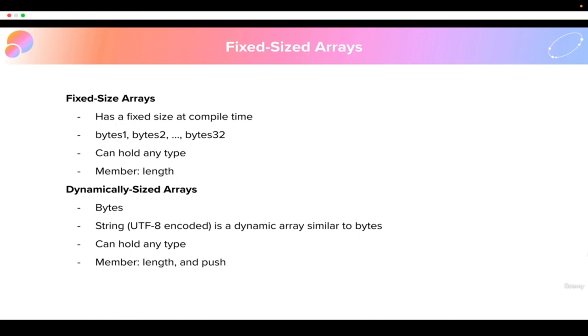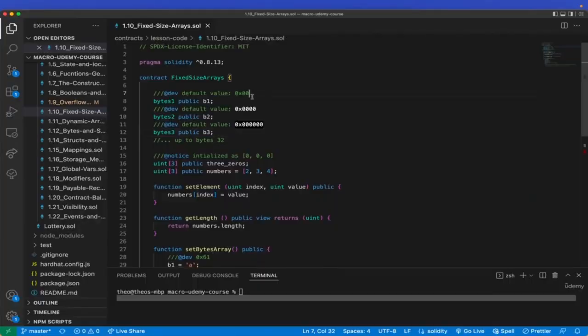Let's look at a special type of array, bytes. You can see here that we've defined 3 variables, b1, which is type bytes1, b2, which is type bytes2, b3, which is type bytes3, and so on. You can define up to type bytes32.